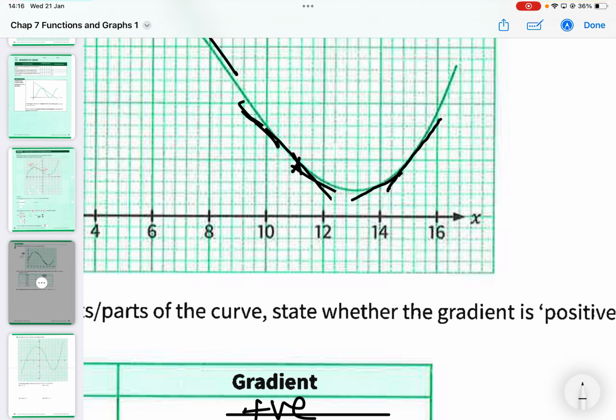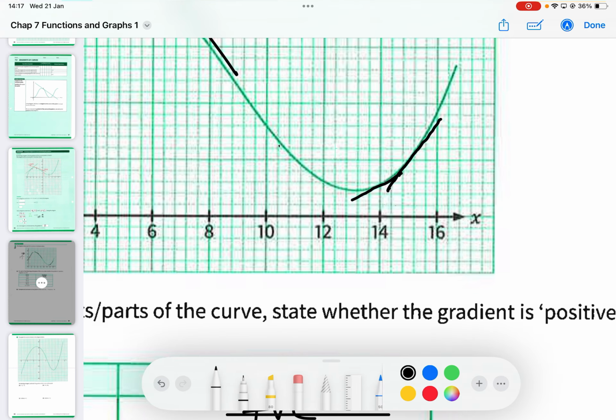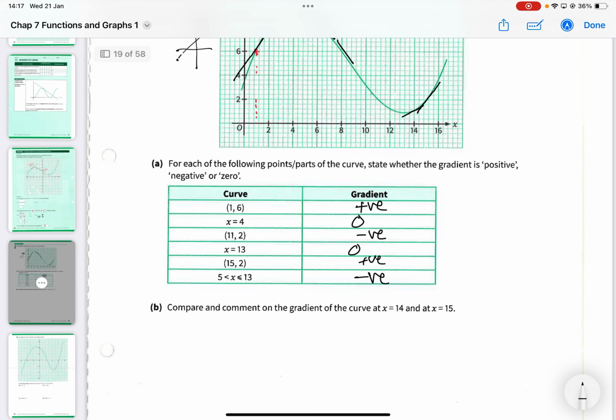Okay, although both are sloping upwards, both are positive. Can you tell which one has a higher gradient? 14 or 15? Yes, 15 has a higher gradient, because 15 slopes up steeper. Okay? So that is what they want you all to know in this question. Gradient at x equals 15 is larger, bigger, goes up faster.